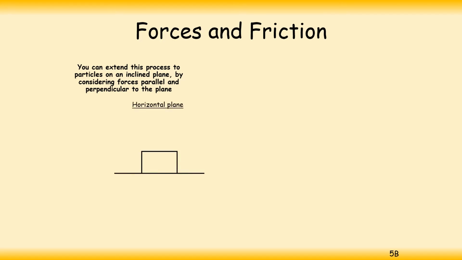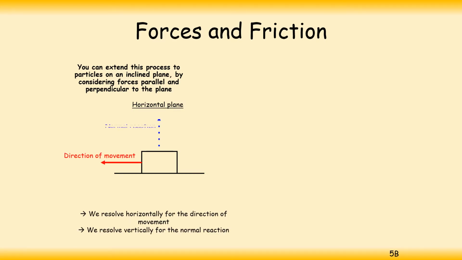So when a particle is resting horizontally, with the direction of motion to the left, it will have a normal reaction perpendicular to the surface, and the weight will act perpendicular to the surface. So we'll have the normal reaction and a vertical line going down for the weight.